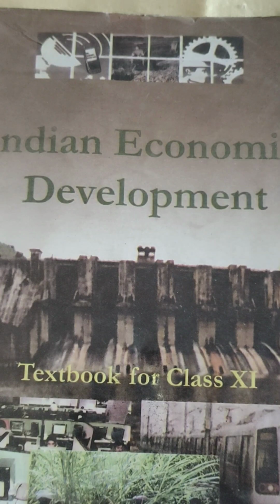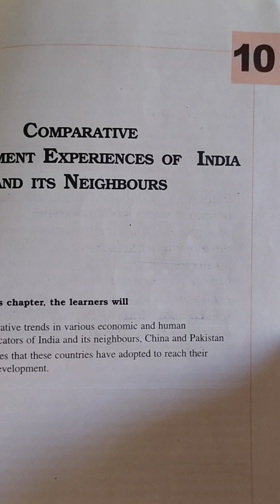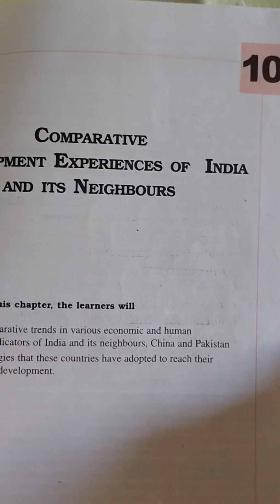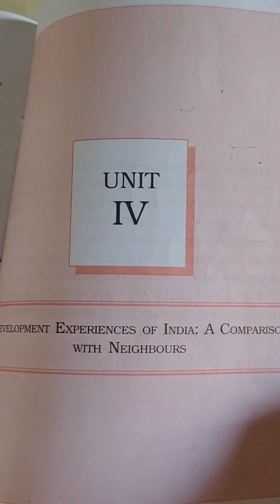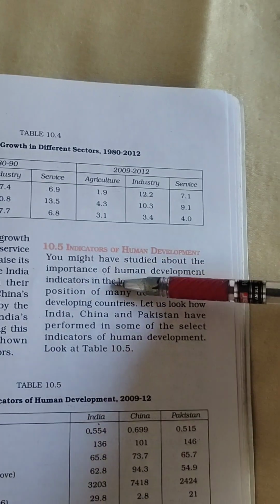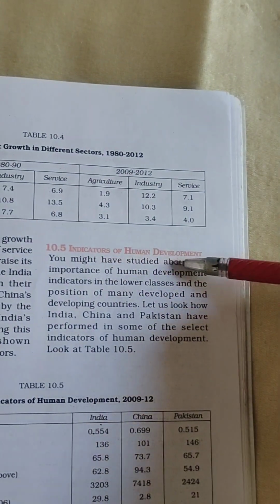With my Read Aloud series from the Indian Economic Development textbook for class 11, I'm doing the last chapter, Comparative Development Experience of India and its Neighbors, from Unit 4. So I'm going to do today Indicators of Human Development.